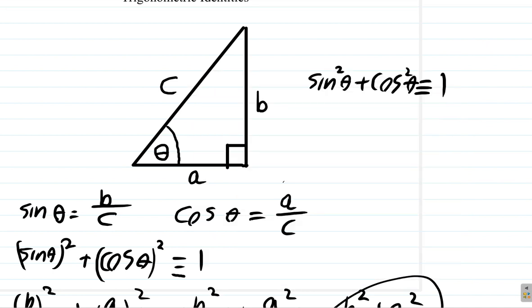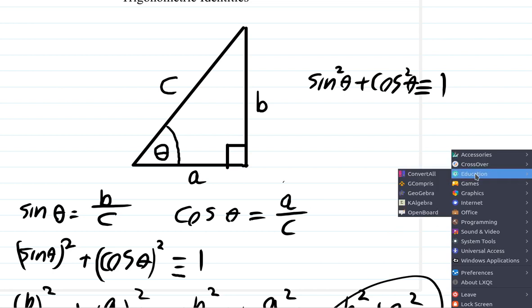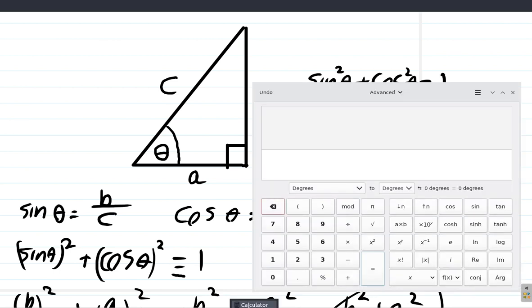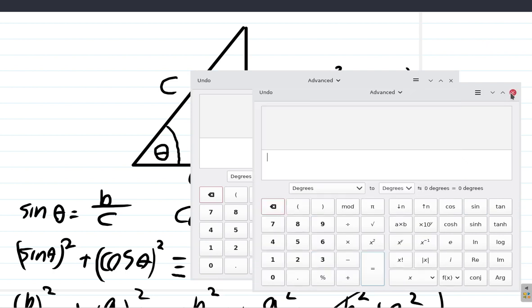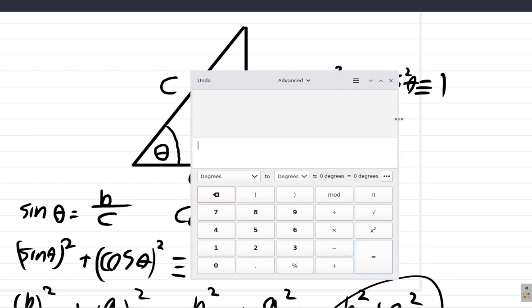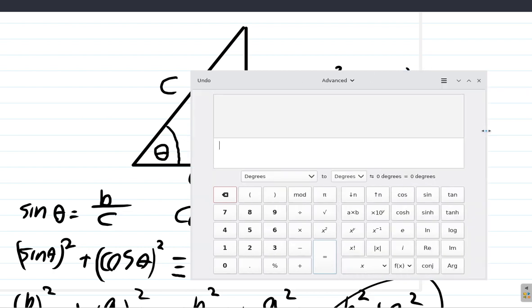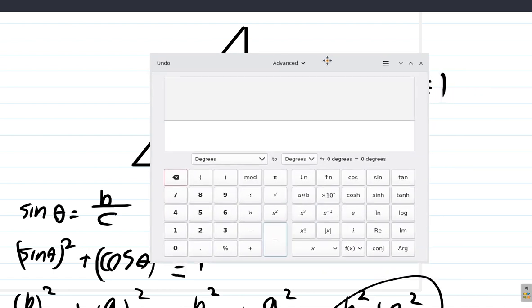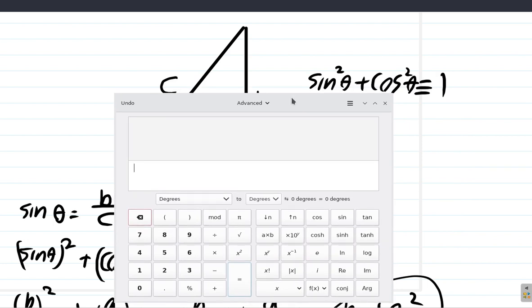using our calculator. Alright, my, where did my calculator disappear to? Let's get it back. Alright, this is our calculator. Here now. Oh no, I want my calculator to be of a certain dimension. Alright. Sine squared theta. Suppose we have our calculator in degree mode.